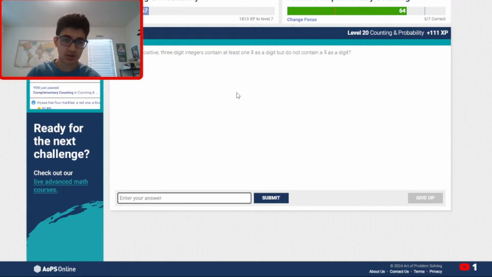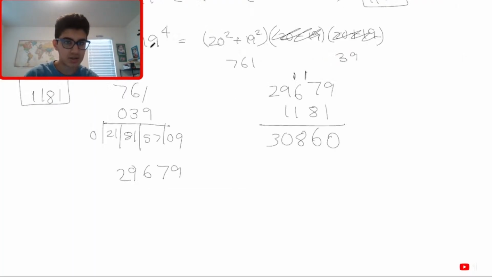That could mean having zero threes and not containing a 5, or having zero threes and containing a 5, or having a 5 and having more than zero threes. Right? So I think it's better we won't do complementary counting here. It might be a longer way, but I think it's easier to just do it raw, I guess.